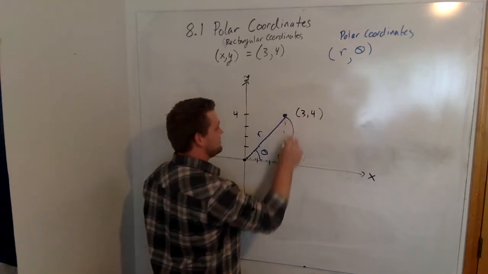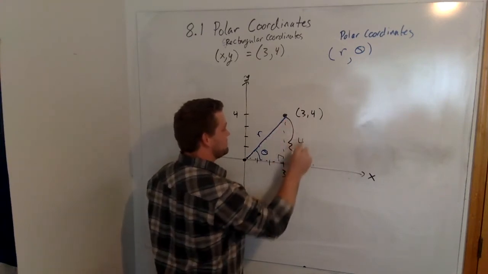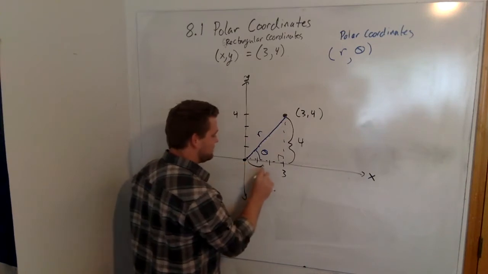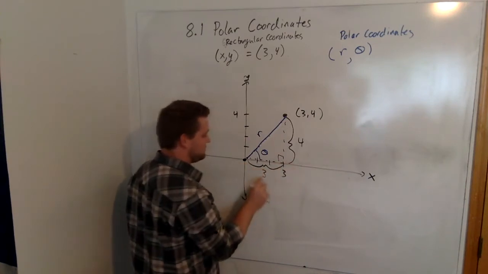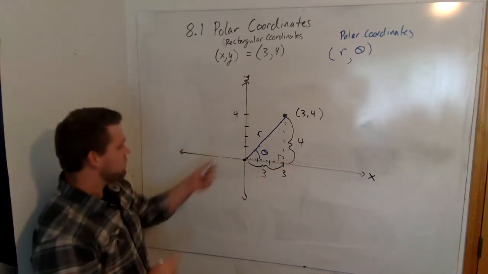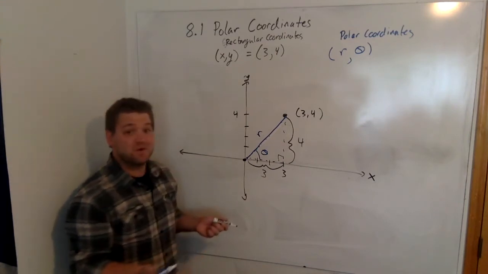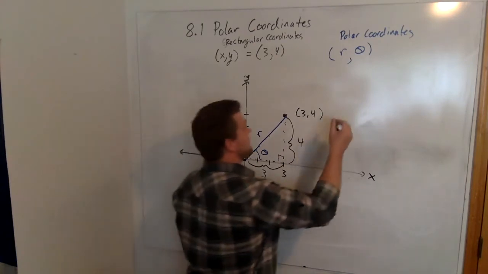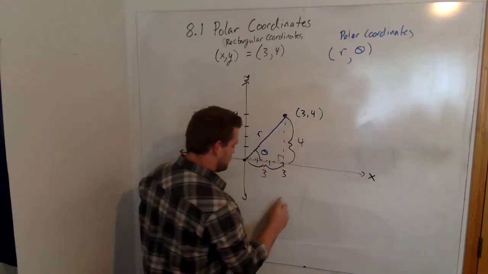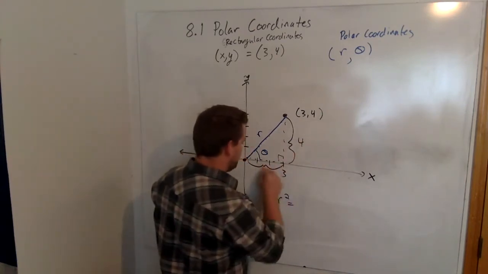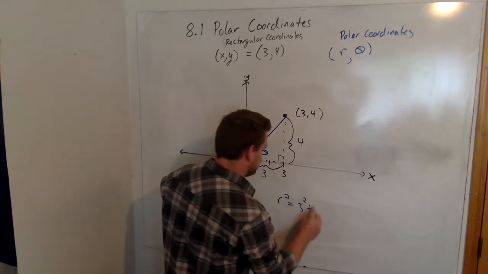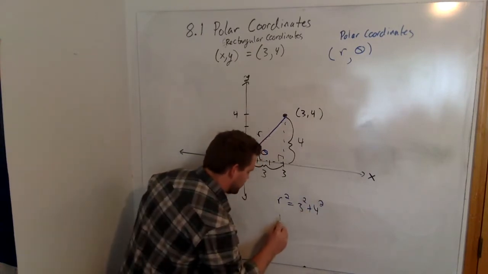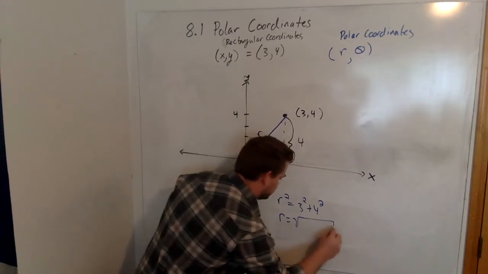Well, we know a little bit of information about this triangle. The distance from here to here is 4, and the distance from here to here is 3. So if we want to figure out the radius, we can just use the Pythagorean theorem. The radius squared would be equal to 3 squared plus 4 squared, or the radius would be equal to the square root.